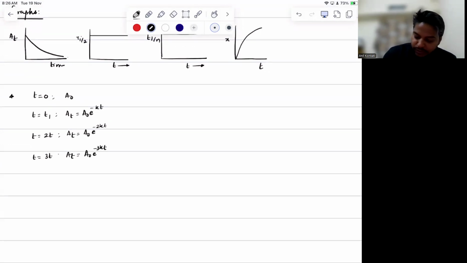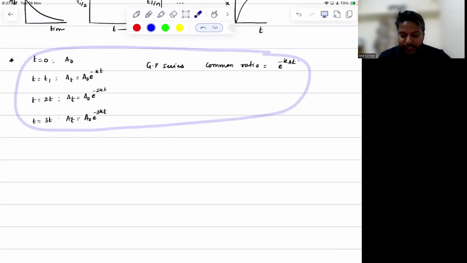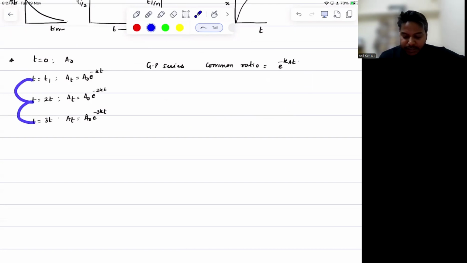It is a GP series that is observed here, having a common ratio of e raised to power of minus K into T. Correct? So this would be an application that could be asked. You'll be created a scenario where time is increasing in a periodic way. For that periodic time increase, how is the A changing? Okay. You're supposed to find out a relation. Maybe if it is an infinite series, you know how you can figure out the sum.